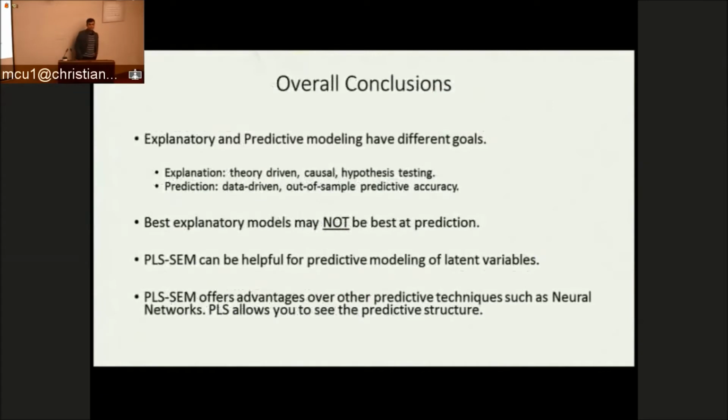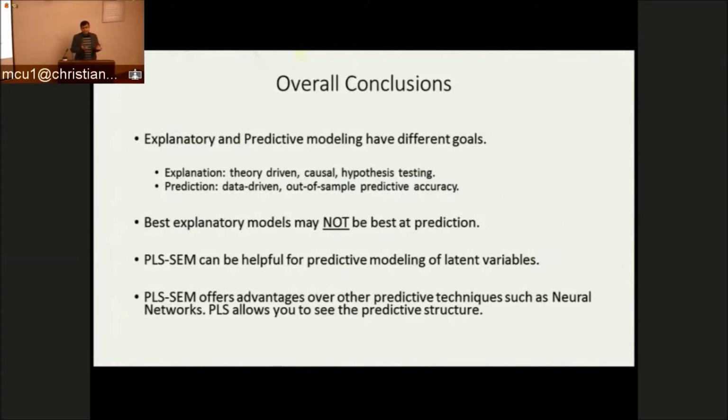So the overall conclusions of this talk is that the explanatory and predictive modelings have different goals. Best explanatory models may not be best at prediction. PLS-SEM can be helpful there. The other advantage that PLS-SEM has over other techniques such as neural networks is that you can actually see the structure. If you're working with neural networks, a neural network hides a lot of detail. You won't see the arrows going in. All you see is a black box. You put in the variables and out comes the prediction.